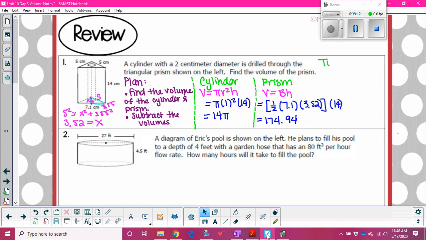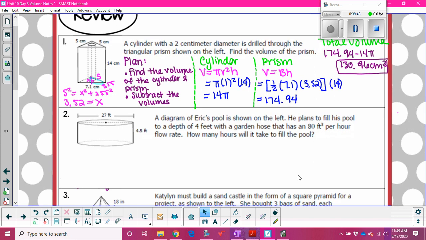Now what I have to do is take my two volumes and subtract them. So total volume is going to be 174.94 minus 14 pi. And that gives us 130.96 cubic centimeters. That's the answer.